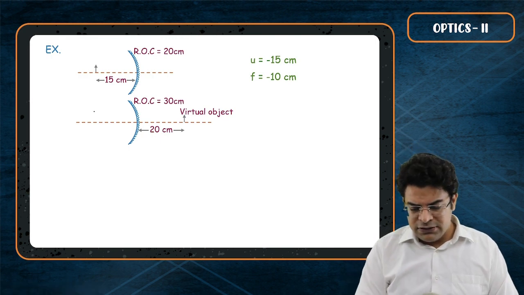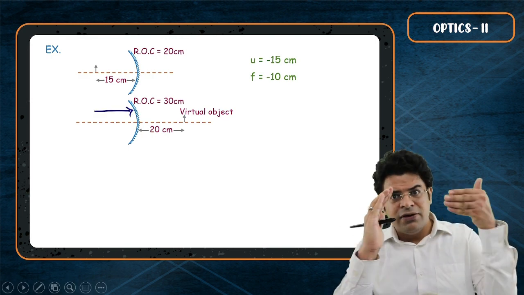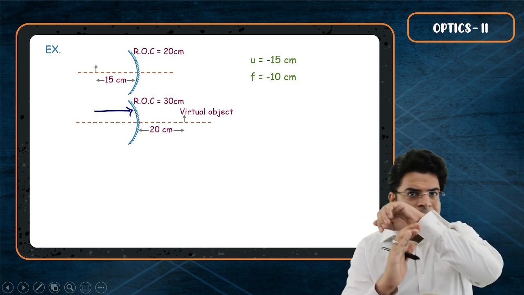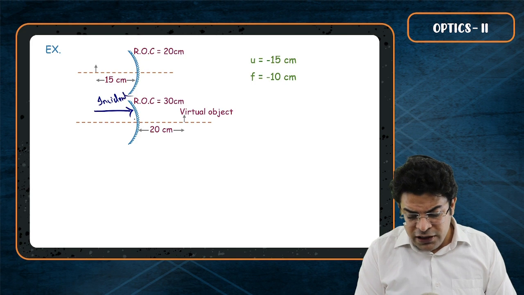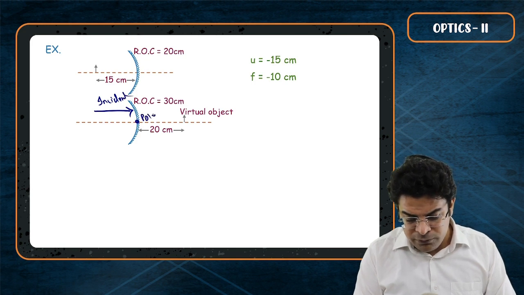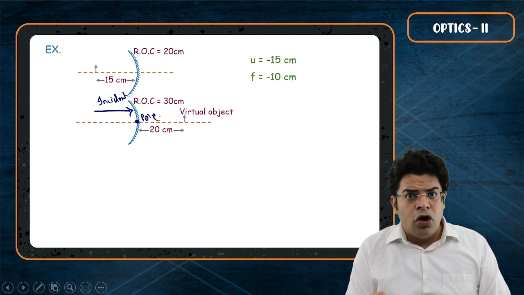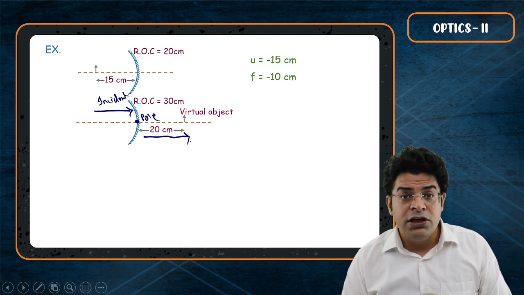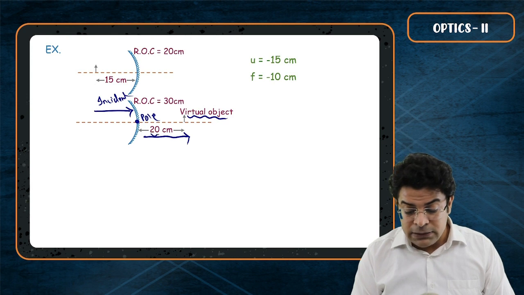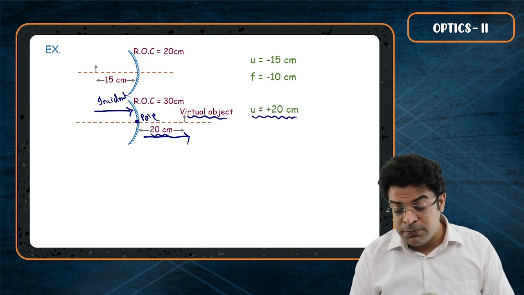So you will say that, sir, definitely incident rays must hit this surface, not from the back. So this is the direction of propagation of incident rays. We need to measure everything from pole. And to reach the object, I have to move in the direction of propagation of incident ray. So I will take U as plus 20. So U will be taken as plus 20 centimeter.